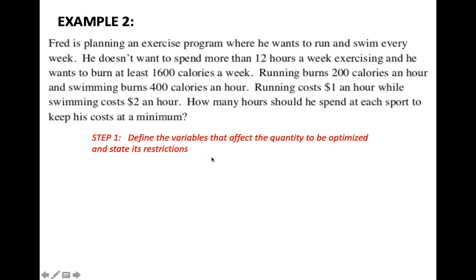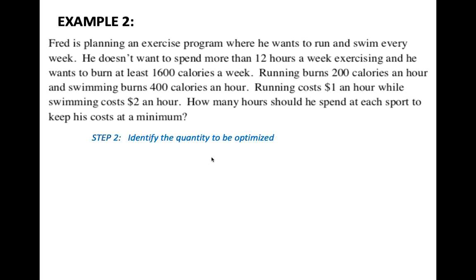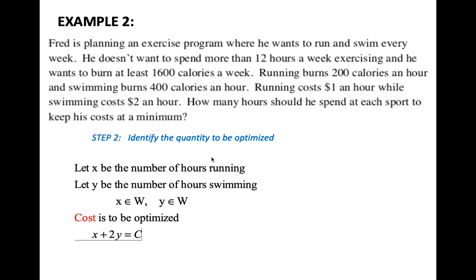So define the variables that affect the quantity to be optimized and state its restriction as well. They're asking us to find the combination which will keep the cost to a minimum. So cost is going to be affected by the hours he spends running and the hours he spends swimming. And so there you have it. Once again, these are whole numbers. Next one, identify the quantity to be optimized. Well, you kind of have to do that in the first step too. It's the cost. And then we're going to put together the objective function so that we can actually see what it would take to figure out the cost. Well, it's 1 times the hours spent running and 2 times the hours spent swimming. So here is your objective function.